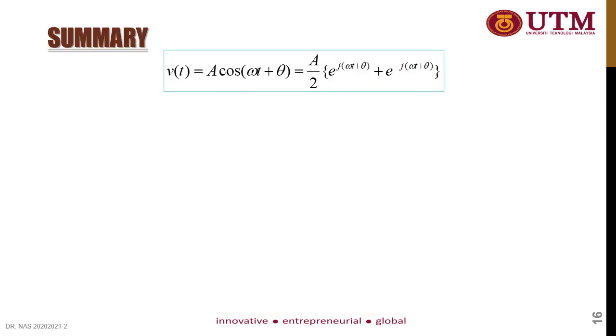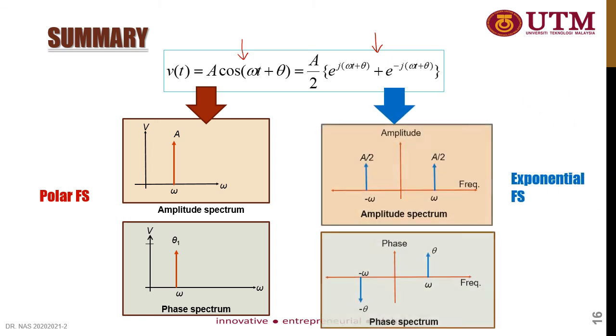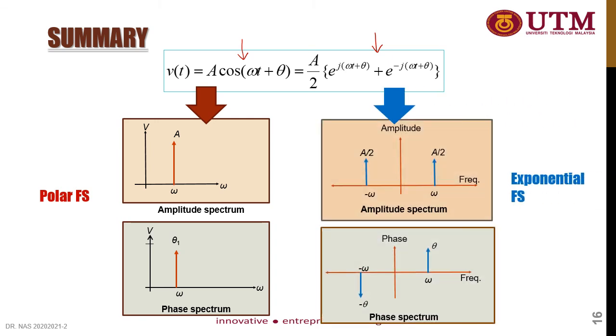Okay, in summary, when you have both trigonometric or polar form, so this is trigonometric or polar form, and this is the exponential form. So you'll be having a single-sided spectrum for both amplitude and phase for trigonometric function. But for exponential Fourier series, you'll be having double-sided amplitude and phase spectrum.